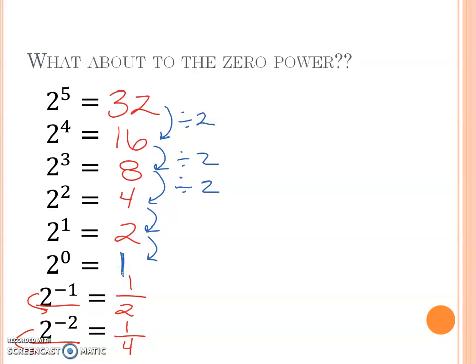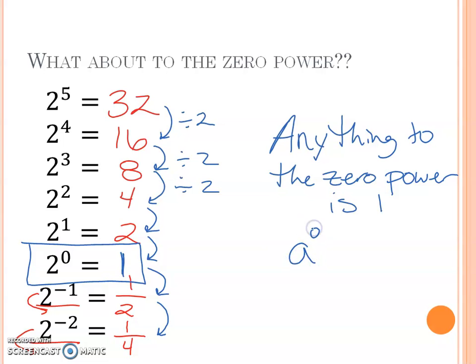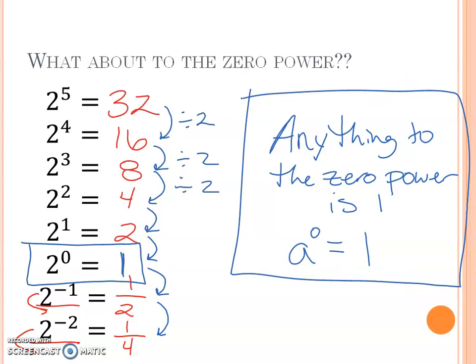Does that pattern still continue? What is 1 divided by 2? Well, 1 divided by 2 gives me 1/2. 1/2 divided by 2 gives me 1/4. So yes, that pattern continues. And that tells us that 2 to the 0 power equals 1. And in fact, that is true for anything to the 0 power. So anything to the 0 power is 1. And the way that we can write that is a to the 0 power equals 1. It does not matter what your base is. Anytime something is to the 0 power, it automatically becomes a 1.